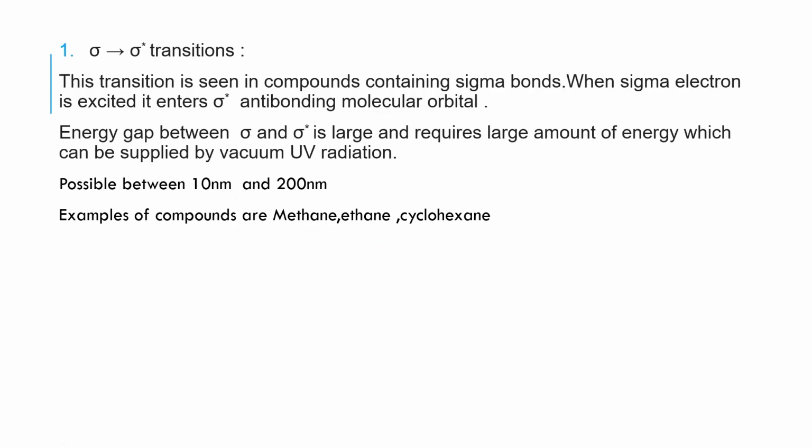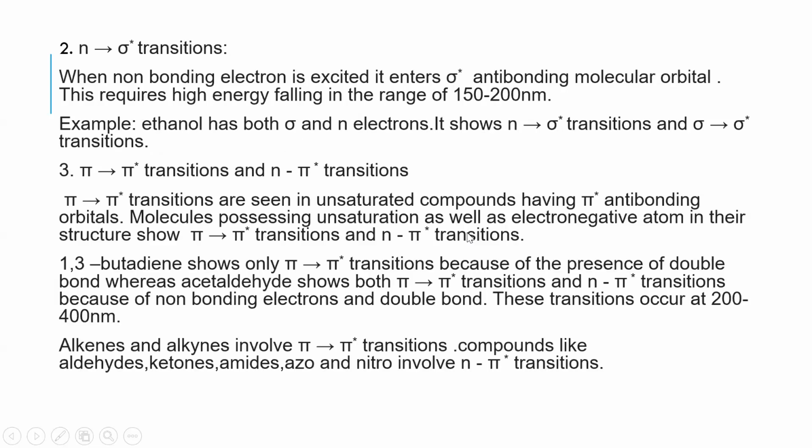Sigma to sigma star transitions are seen in compounds which contain sigma bonds. When a sigma electron is excited, it enters the anti-bonding sigma molecular orbital. The energy gap between sigma and sigma star is large, so it requires a lot of energy, and it is provided by the vacuum UV region. Examples of compounds which show sigma to sigma star transitions are methane, ethane, and cyclohexane.